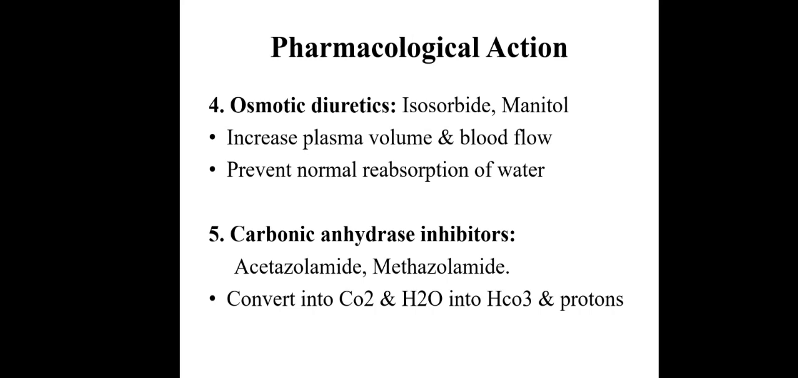Next classification of the diuretics is carbonic anhydrase inhibitors. Acetazolamide and methazolamide are examples of the carbonic anhydrase inhibitors. These are enzymes which convert carbon dioxide and water into bicarbonate and protons. And if they are found in the blood, then they increase the volume of the blood. So these drugs prevent the enzymes from their conversion, but they produce acidosis and other adverse effects, and because of these natures they are not in use as diuretics.